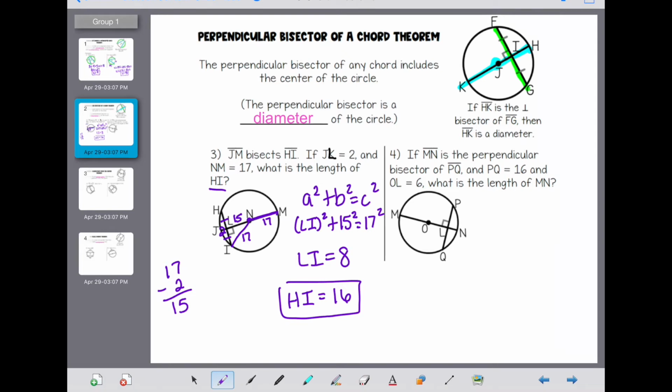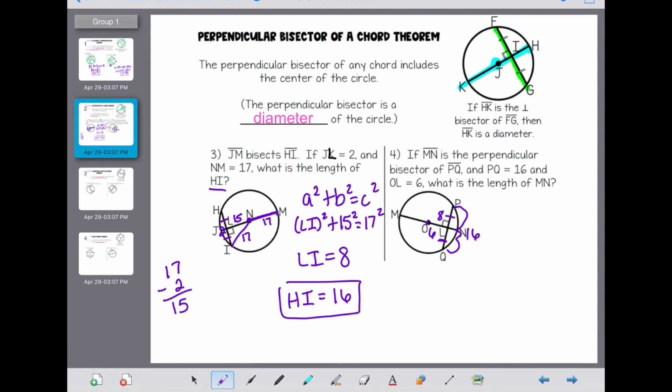So perpendicular bisector again, we're going to have those 2 pieces that are equal to each other. From P to Q is 16. If P to Q is 16, how much is P to L? Right, so this would be 8, because both of those pieces would have to be 8 to make 16. OL is 6.